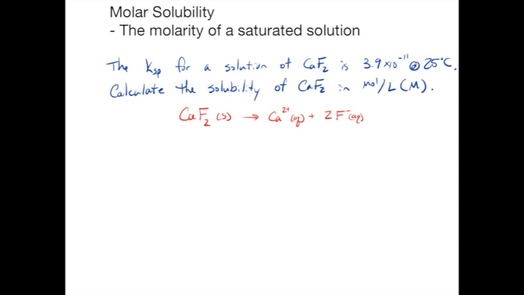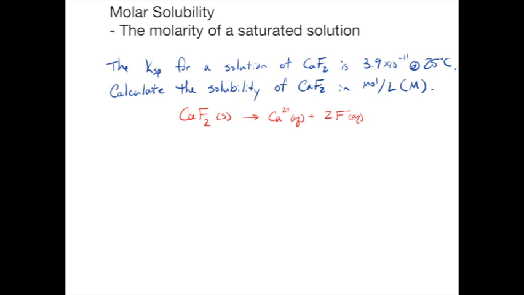The first thing I want to talk about is something called molar solubility. It's defined as the molarity of a saturated solution of any substance that's been dissolved. The example that I'm going to give you today is calcium fluoride. Calcium fluoride comes in with a Ksp value of 3.9 times 10 to the negative 11th at 25 degrees Celsius. And we need to calculate the molar solubility, or in other words, the molarity of the saturated solution.